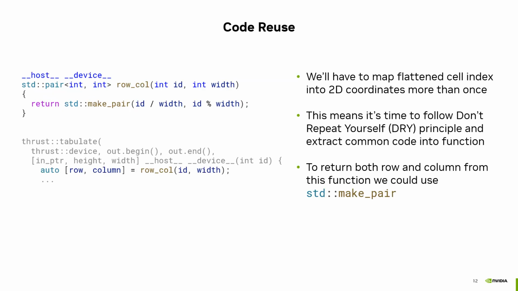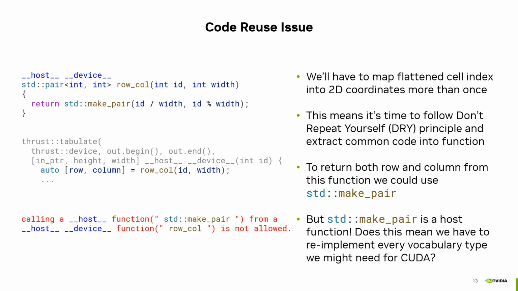We'll likely need to convert from the flat 1D index to 2D coordinates in more than one place, so it's best to follow the DRY, don't repeat yourself, principle and put the logic in a separate function. That's what the row call function does here. It returns a standard pair of the row and column calculated from the flat ID and grid width. We've marked this function as host device so that it can be called by both the CPU and the GPU. Then in our lambda, we can use structured bindings to unpack the pair directly into row and column variables. This keeps our code clean, makes it easier to maintain, and avoids scattering the same formula in multiple places.